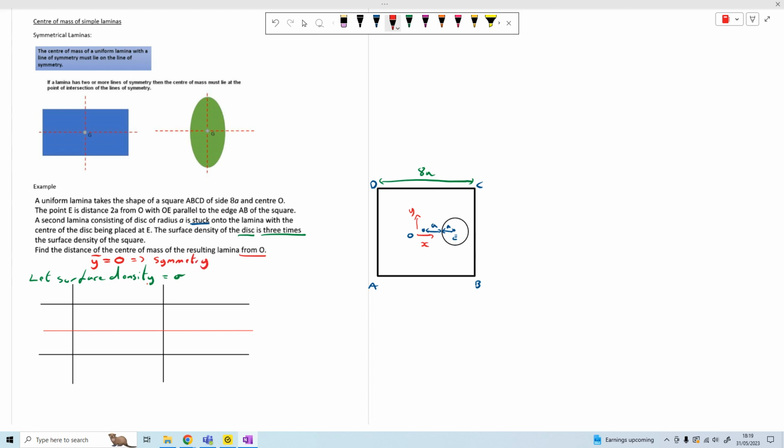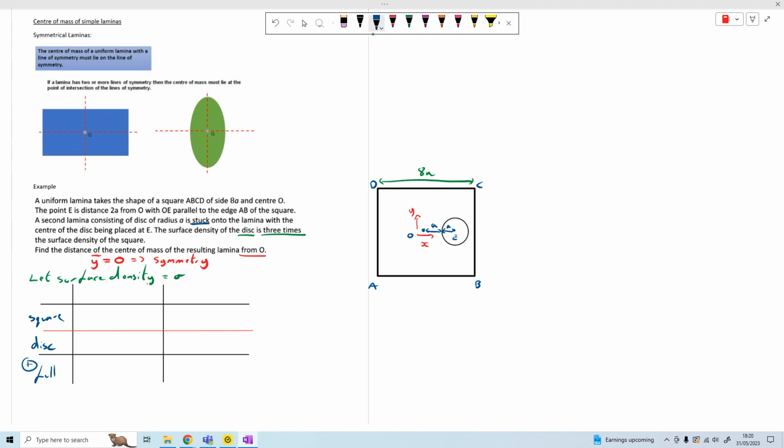Let's remember that x bar and y bar are coordinates of points. If it's symmetrical about the x-axis, then y bar is 0. If it's symmetrical about the y-axis, then x bar would be 0. So be careful which one you want. That means I only need to look at the x component of this. I've got to split it up, so I've drawn my table. I'm going to do the square, the disc, and the full shape, which I add together because I've stuck them on.